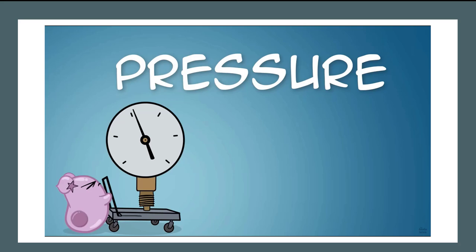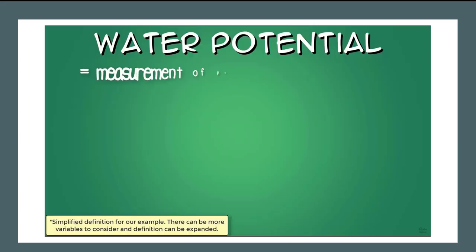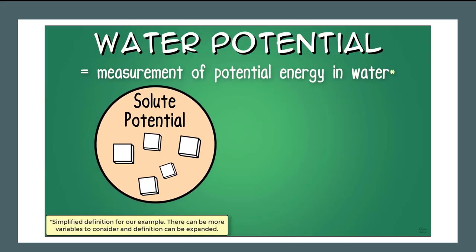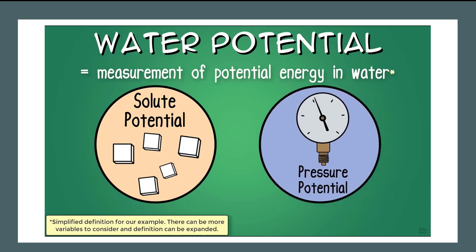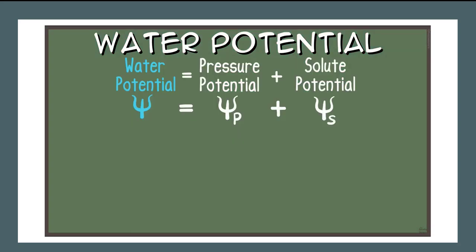pressure potential. This is when it's very useful to understand how one can calculate water potential. Water potential considers both solute potential and pressure potential. In osmosis, water travels to areas of lower water potential. So the formula is water potential is equal to the pressure potential plus the solute potential.